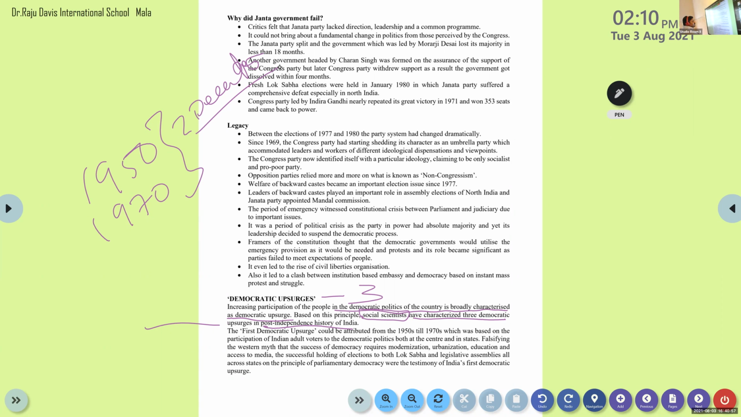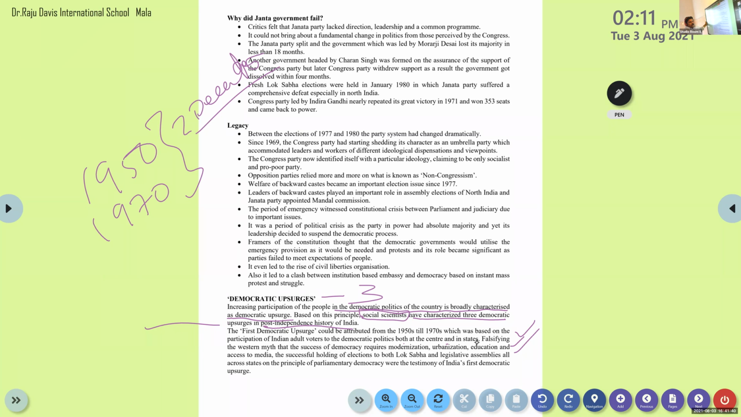You can see this participation is based on universal adult franchise, which was based on the participation of Indian adult voters in democratic politics, both at the center and the states, falsifying the Western myth that the success of democracy requires modernization, urbanization, education, and access to media. So the Western world always said that if democracy wants to become successful, a number of supporting things are also necessary. What are they? Modernization, a modern society is necessary. Urbanization, a number of cities and towns are necessary. Education for the people is also necessary, and the support of the media. All these things are necessary to run democracy.